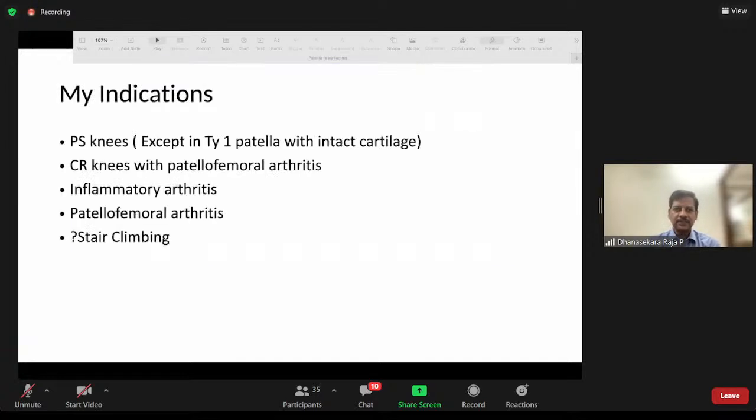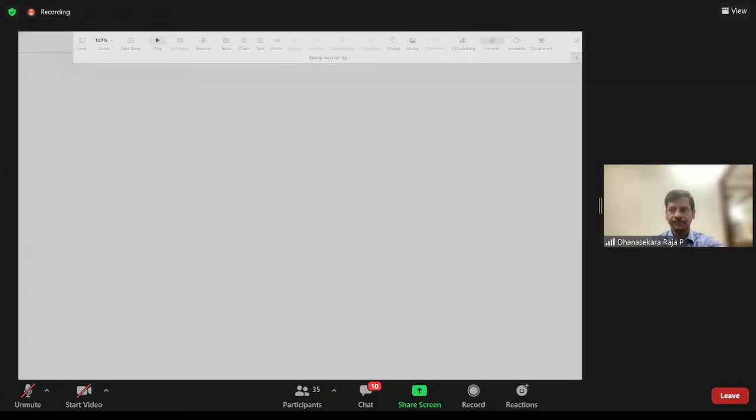So my indication for resurfacing is PS knees, except in type 1 patella with intact cartilage. Even in CR knees, those with patellofemoral arthritis and inflammatory arthritis are routinely resurfaced. If the patient has primarily patellofemoral arthritis, and generally has more stair climbing requirement, I preferably resurface in these patients. Thank you.